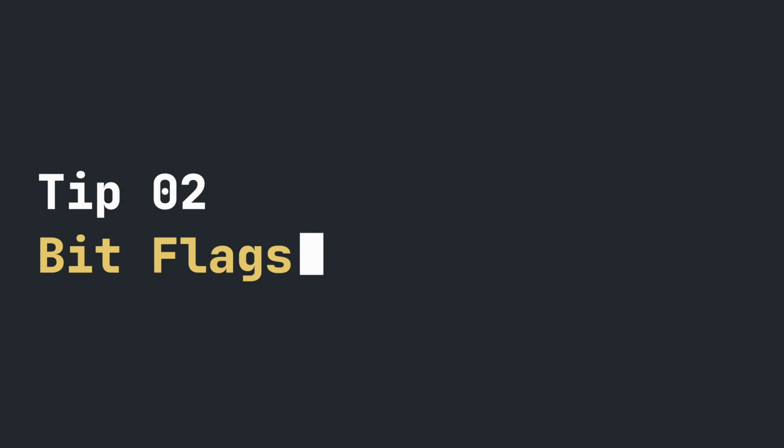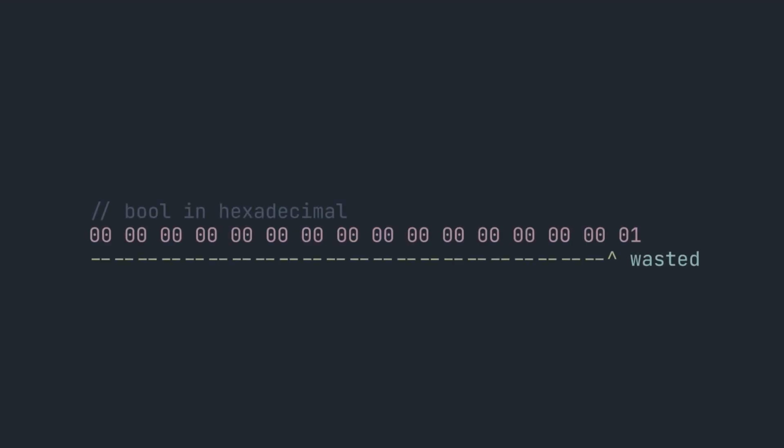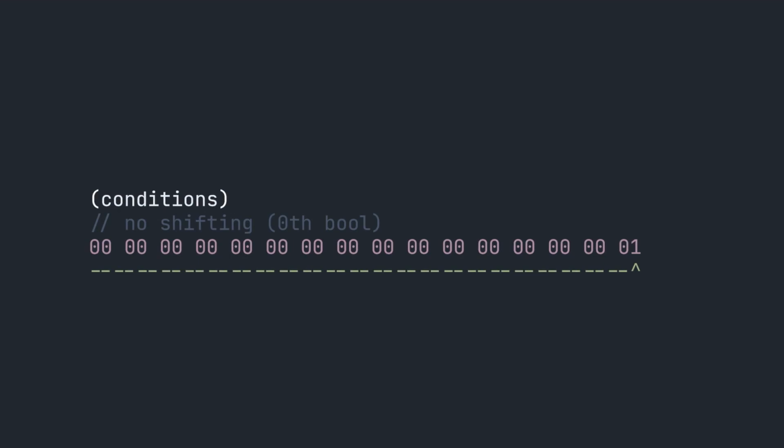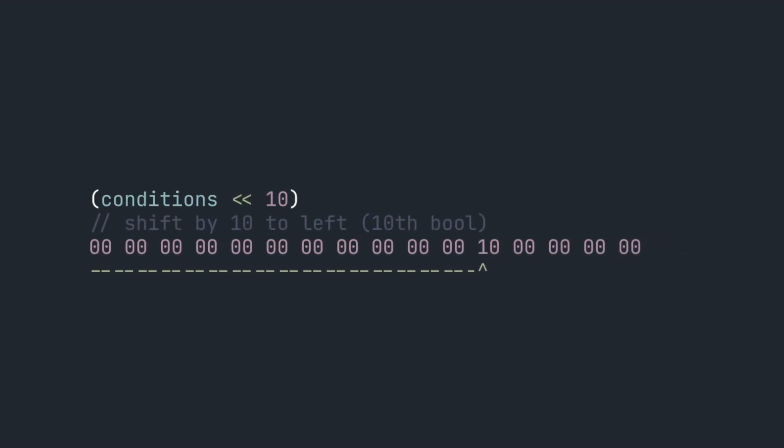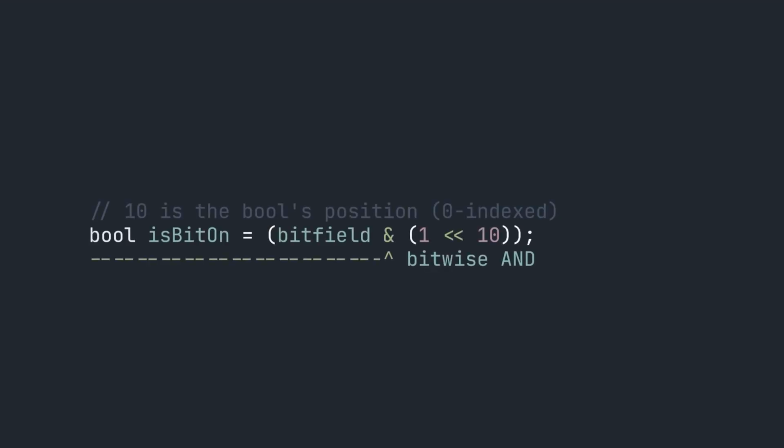Tip 2. Bitflags. So you might need bools on the GPU for certain conditions, but bools can only hold true or false value while still being a 16-byte aligned variable on the GPU. Therefore, if you need flags on the GPU, send up an int instead and bit shift. Inside of an int, you can store 32 flags instead of a bool where you can only store 1. Use the bitwise operator AND to check if the bit is on. Use the bitwise operator OR to check if the bit is off.